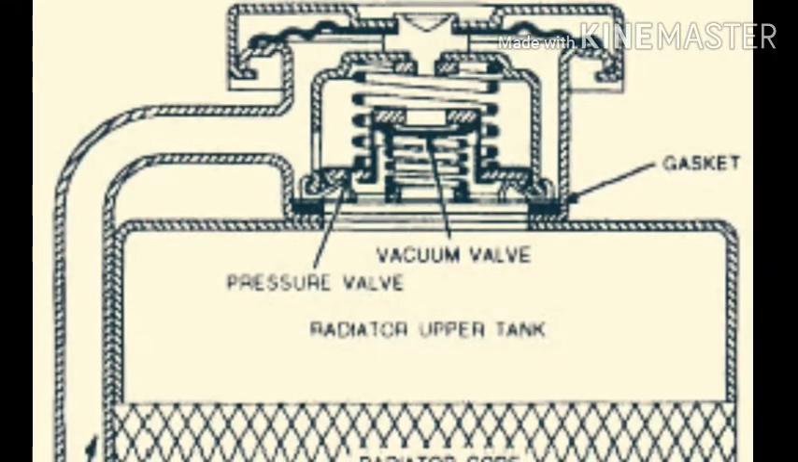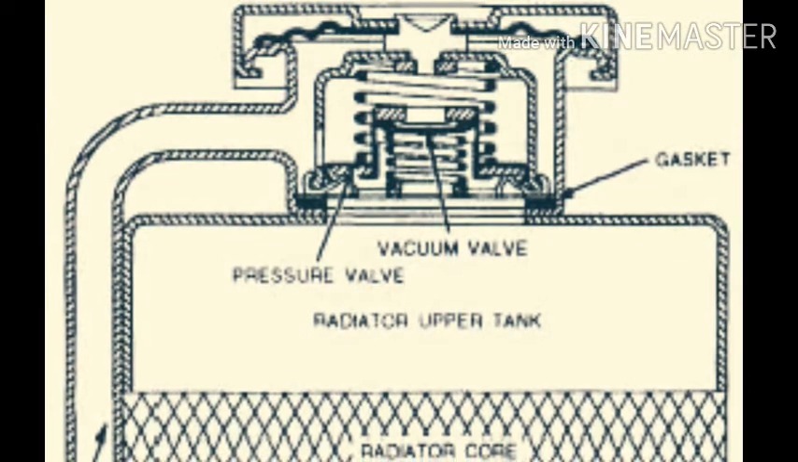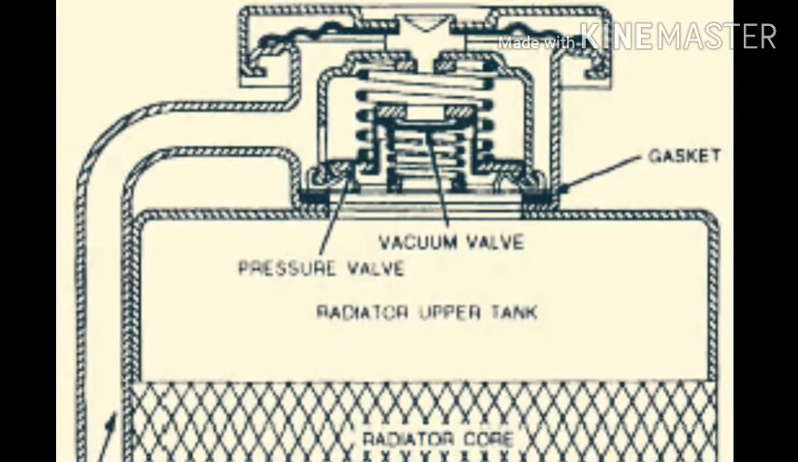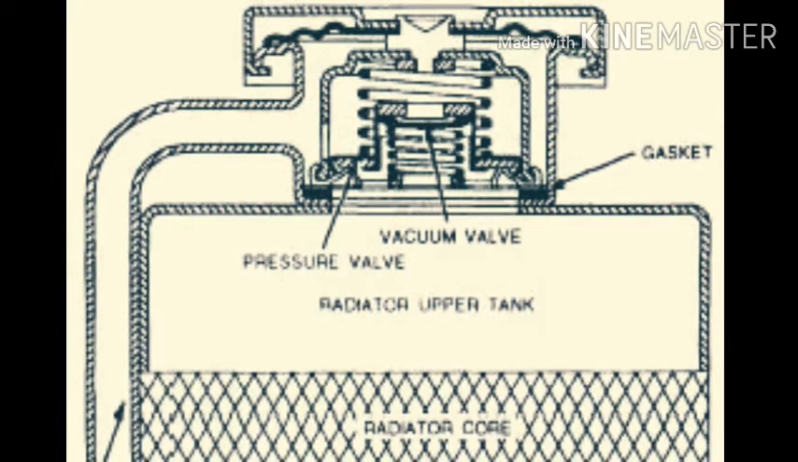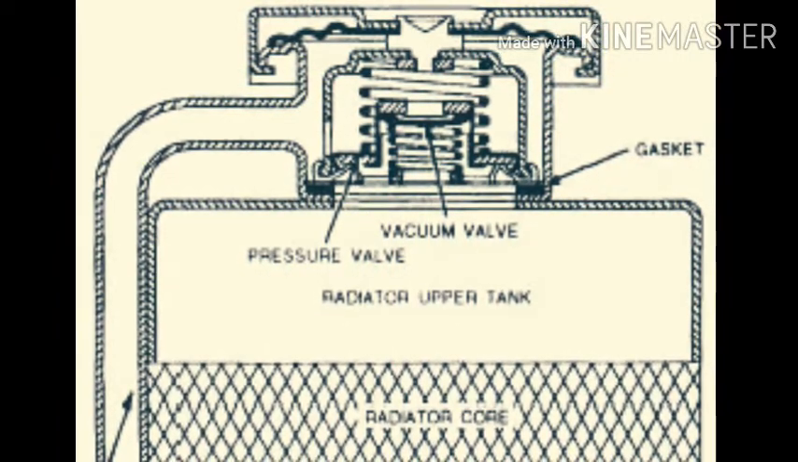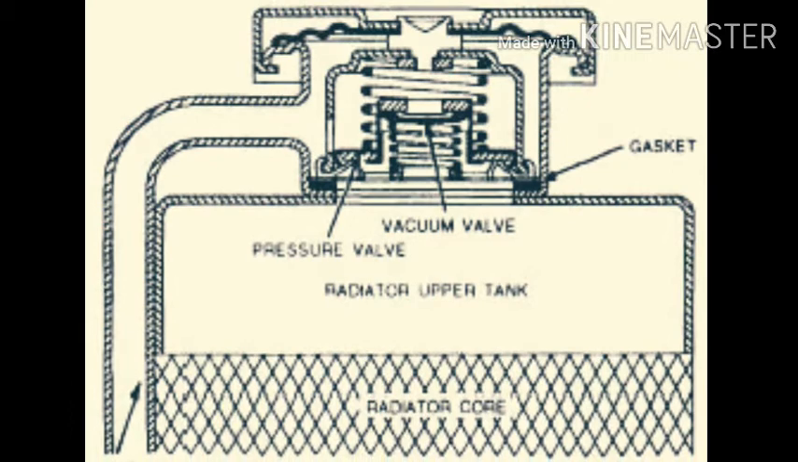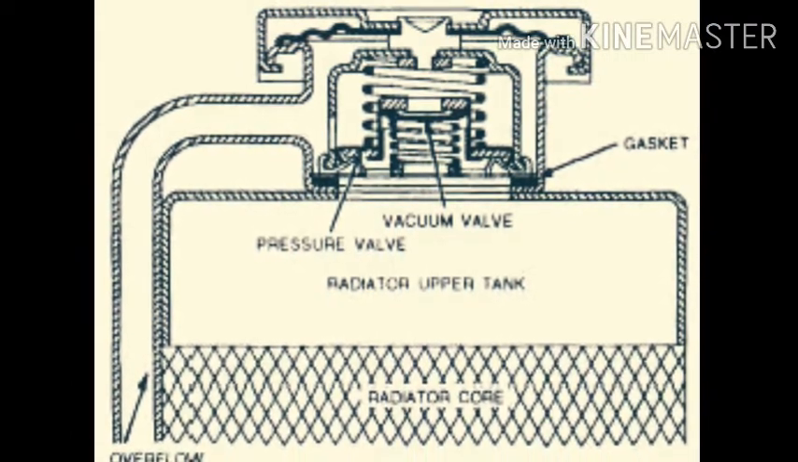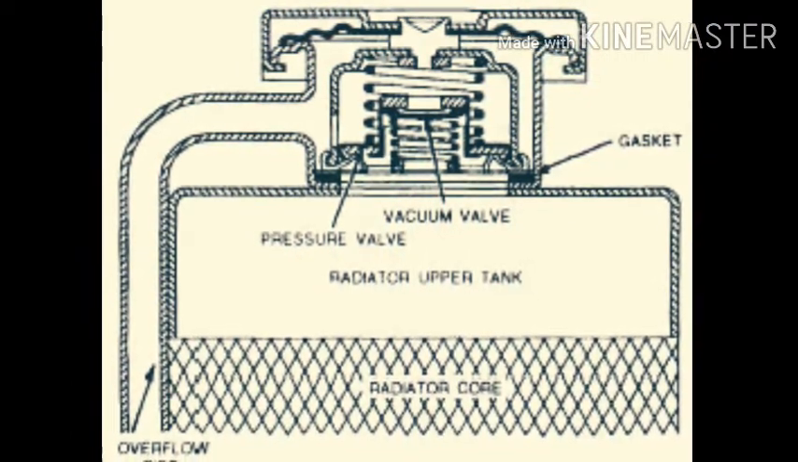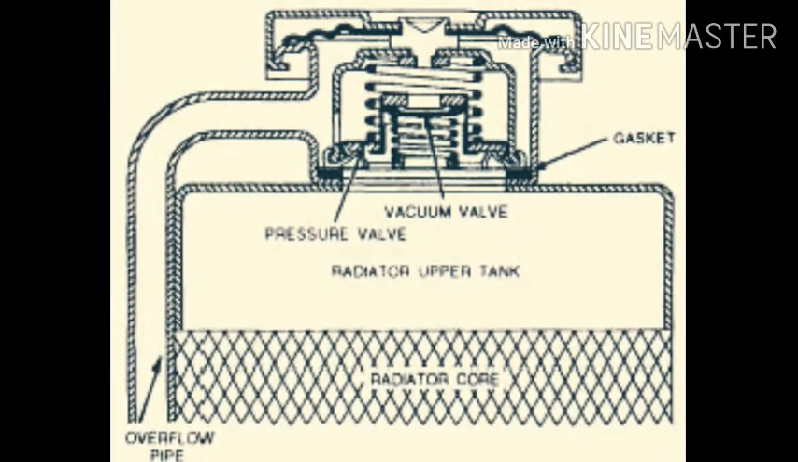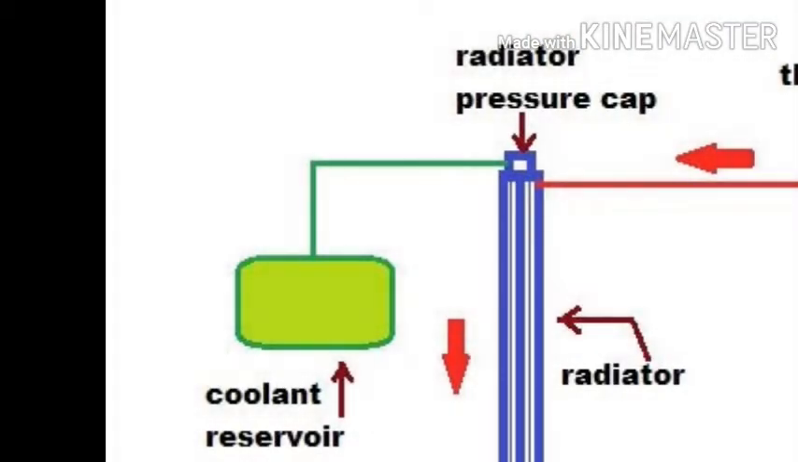Now, you can see a schematic diagram of pressure cap on your screen, containing a pressure valve and a vacuum valve. If the pressure in the system exceeds a certain permitted value, which is near about 50 to 100 kPa, the pressure valve opens, releasing the excess amount of pressure, and it also stores a certain amount of coolant in the coolant reservoir. On the other hand, if vacuum is created inside, the vacuum valve draws coolant from the reservoir to avoid collapse of the reservoir.